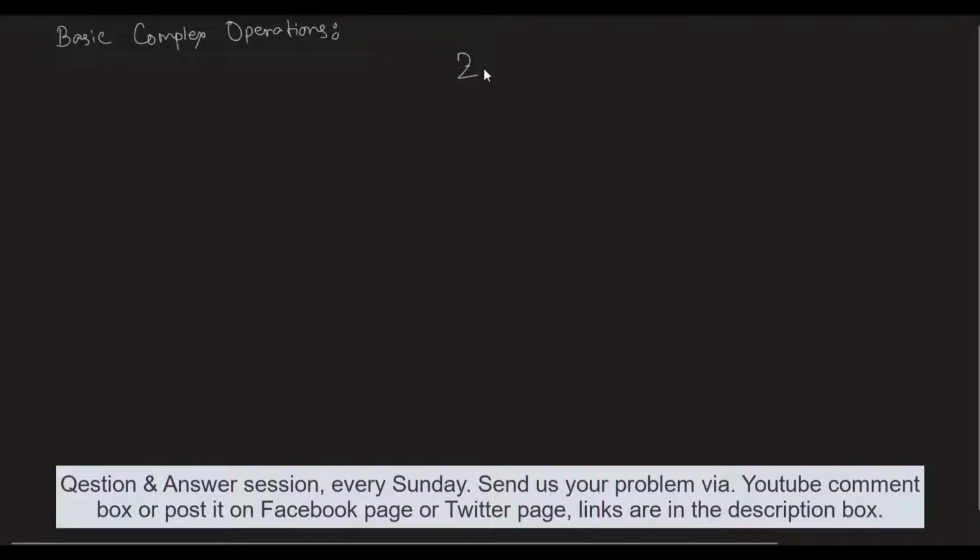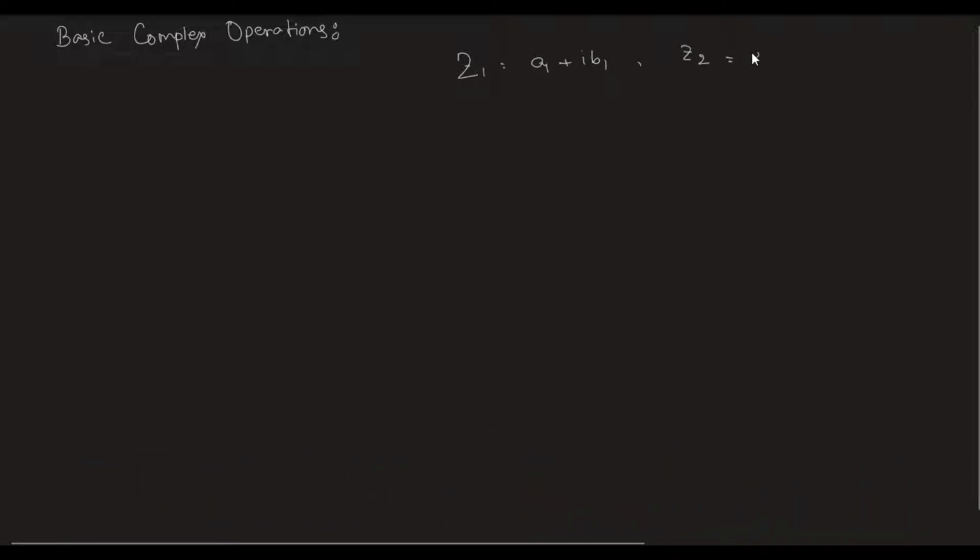Hi, in the previous section we saw what a complex number is and where it came from. Today let's see the basic complex operations: adding, multiplying, subtracting and dividing. So let's first take two complex numbers, say z1 equal to a1 plus i b1, and another complex number, say z2 equal to a2 plus i b2.